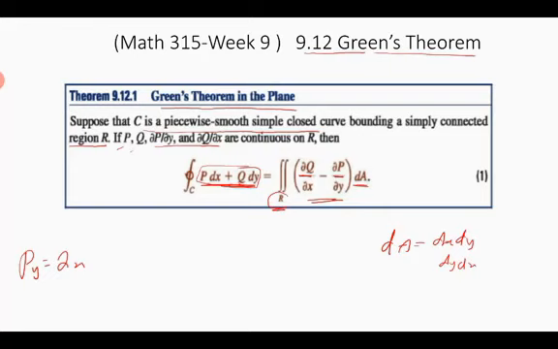Okay, and we have seen the meaning of smooth curve, simple curve, piecewise smooth, and closed curve. All these terms have been analyzed in previous chapters. So now let's go straight away to solve problems.